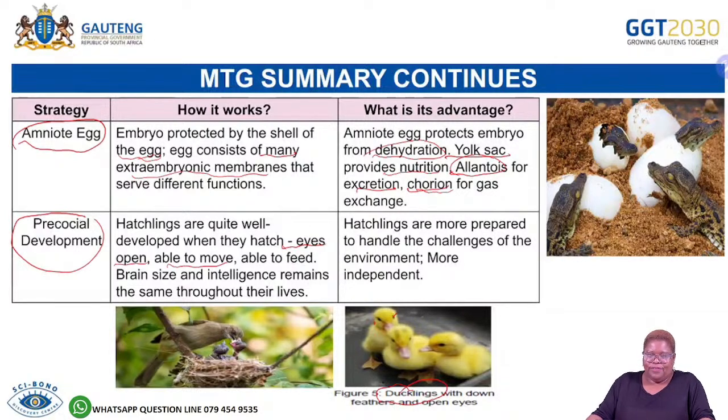We are overprotective. Okay. Now, precocial, they are able to move, they are able to feed, the brain size and intelligence remains the same throughout their lives. What is the advantage of precocial development? Hatchlings are more prepared to handle the challenges of the environment. They are more independent. They don't depend on parents. They can move on their own without the help of their parents or the adults.